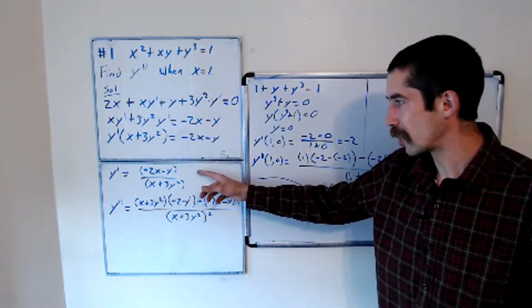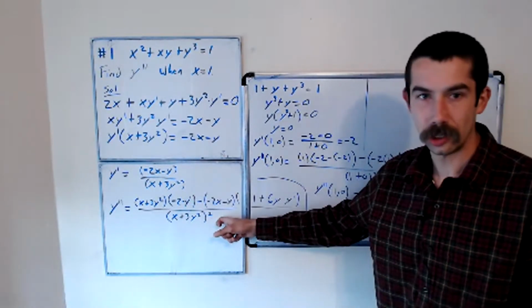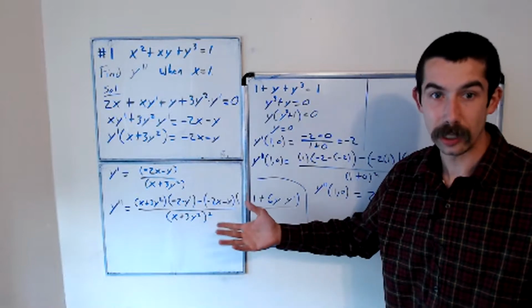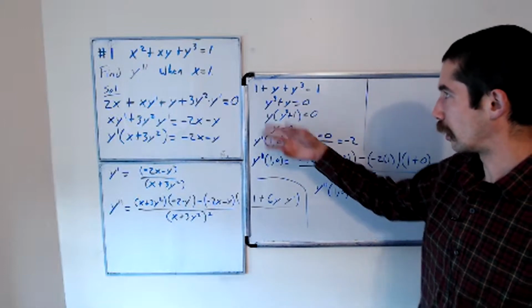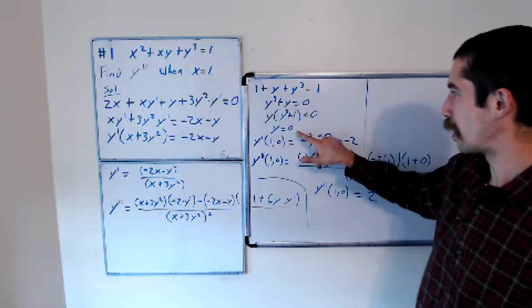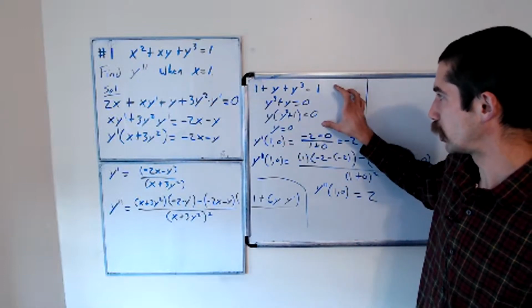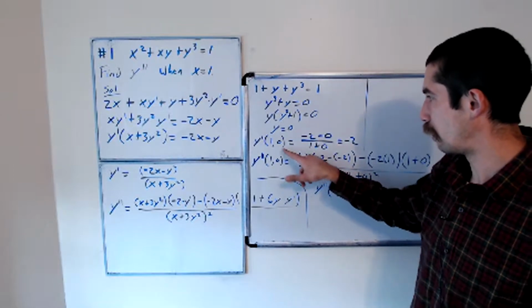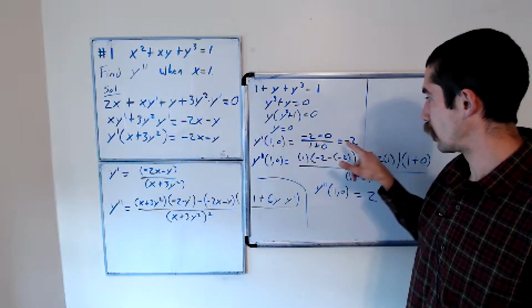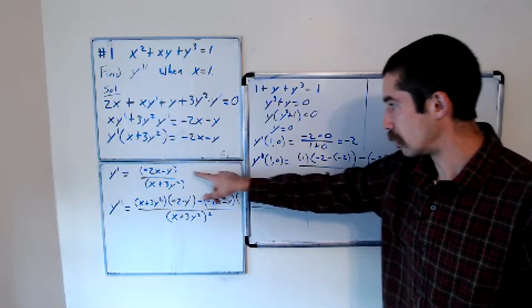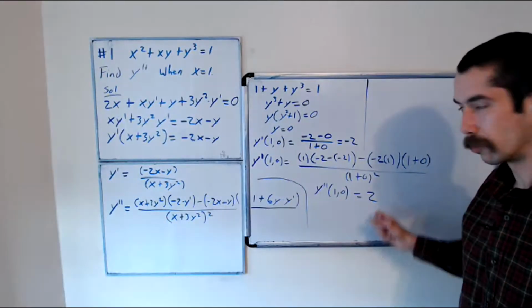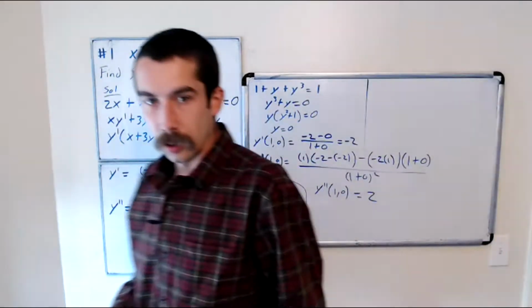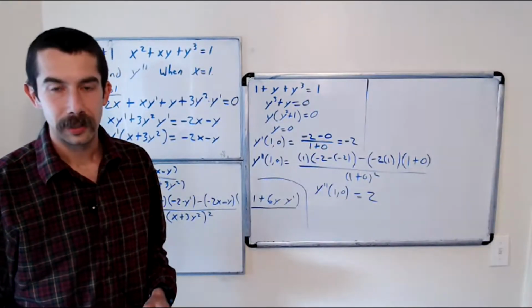Take the derivative of both sides. That required the product and chain, the quotient and chain rule. Not a big deal, we're experts at that at this point. And then just plug in the appropriate values. So we knew x equals 1, we found y is equal to 0 using the original equation, and we found the derivative at that point (1, 0) is negative 2 by just plugging it into our derivative equation. Okay, and then you plug all the values in and you get 2. All right, that's question 1.